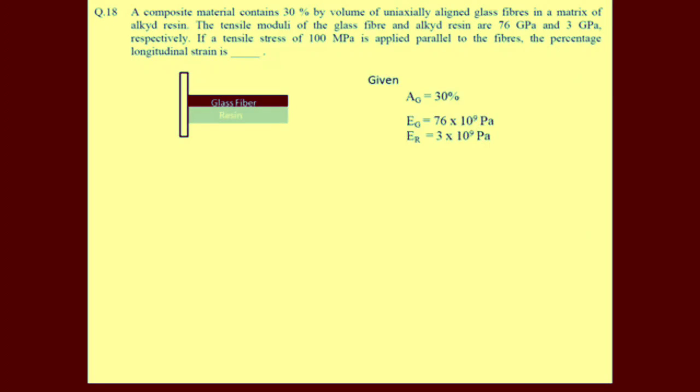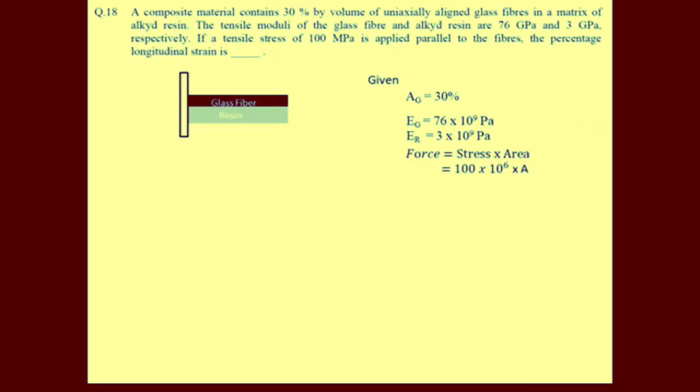Next question is, there is a glass fiber resin composite with 30 volume% fiber. The elastic modulus of resin and fiber is given. Now the question is, what will be the percentage strain when 100 megapascal stress is applied parallel to fiber direction? To solve this question, we have to determine the stress on the fiber, and then by dividing stress by modulus of the fiber, we can determine the strain value.